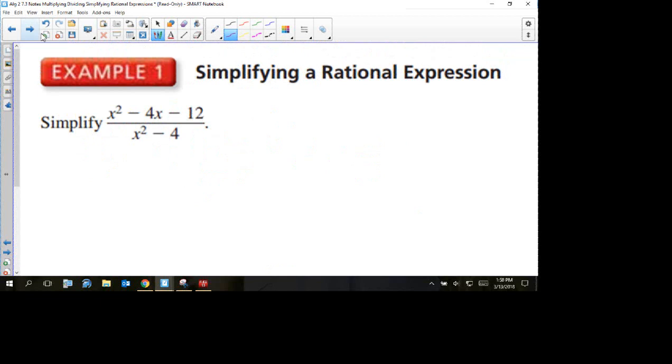So what is our first step? Well, is there a GCF? So let me go off what you're saying. Our first step is you need to factor the numerator and factor the denominator first. GCF is our first step of factoring, but there isn't a GCF. So now we have a trinomial.